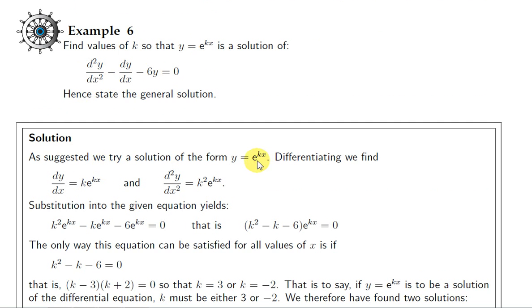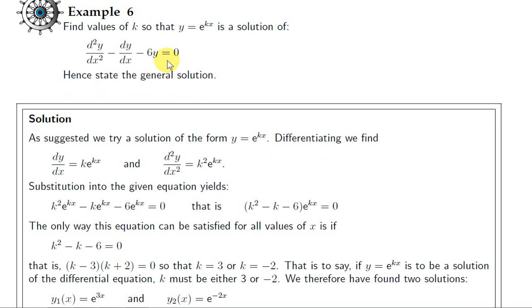So we get the first derivative, well, that's just a chain rule again, k e to the kx. The second derivative is k times k, or k squared e to the kx. We substitute into the differential equation, so we have k squared e to the kx minus the first derivative, and then minus 6 times y equals 0. And as you can see, we can factorize that.